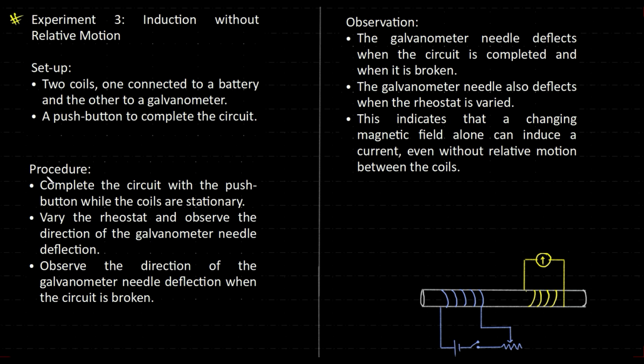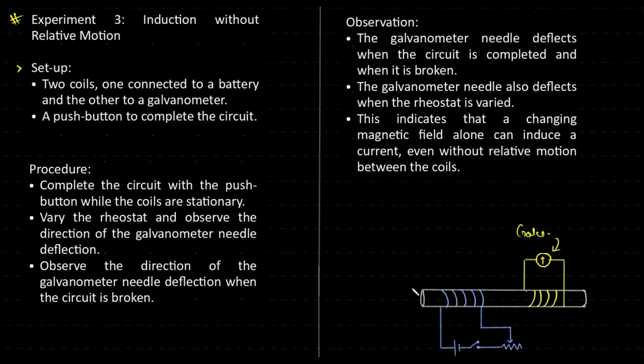Deflection without relative motion. Now we're not moving it. But even then we can observe this. How is that possible? Right? Let's see this. Two coils, one connected to a battery and another to a galvanometer in this manner. Again, label all of this. So we have this to be your galvanometer.